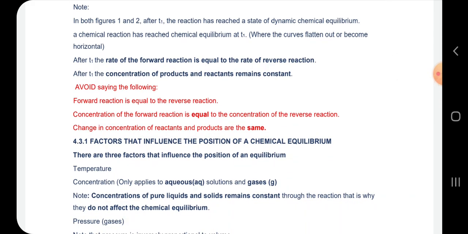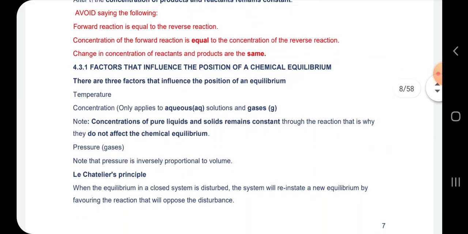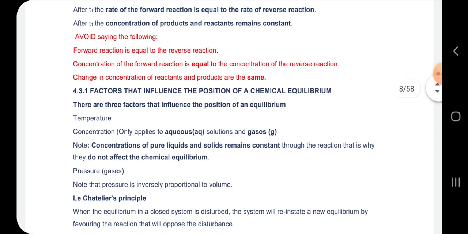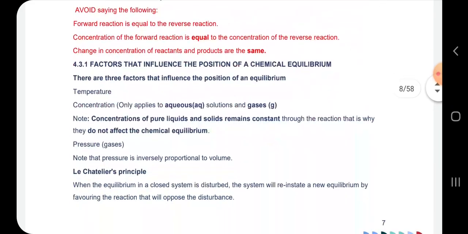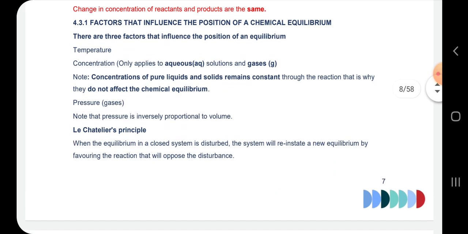And then factors that influence the position of a chemical equilibrium. So these are the factors that influence the position of a chemical equilibrium. There are 3 factors that influence the position of an equilibrium. So equilibrium is affected by temperature, by pressure, and concentration.